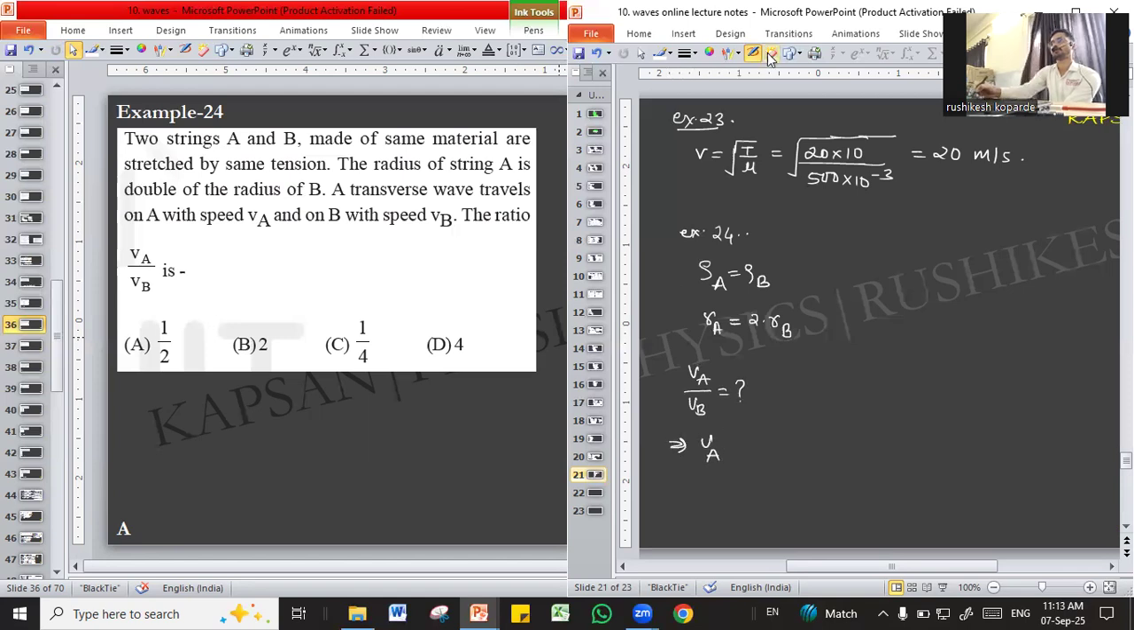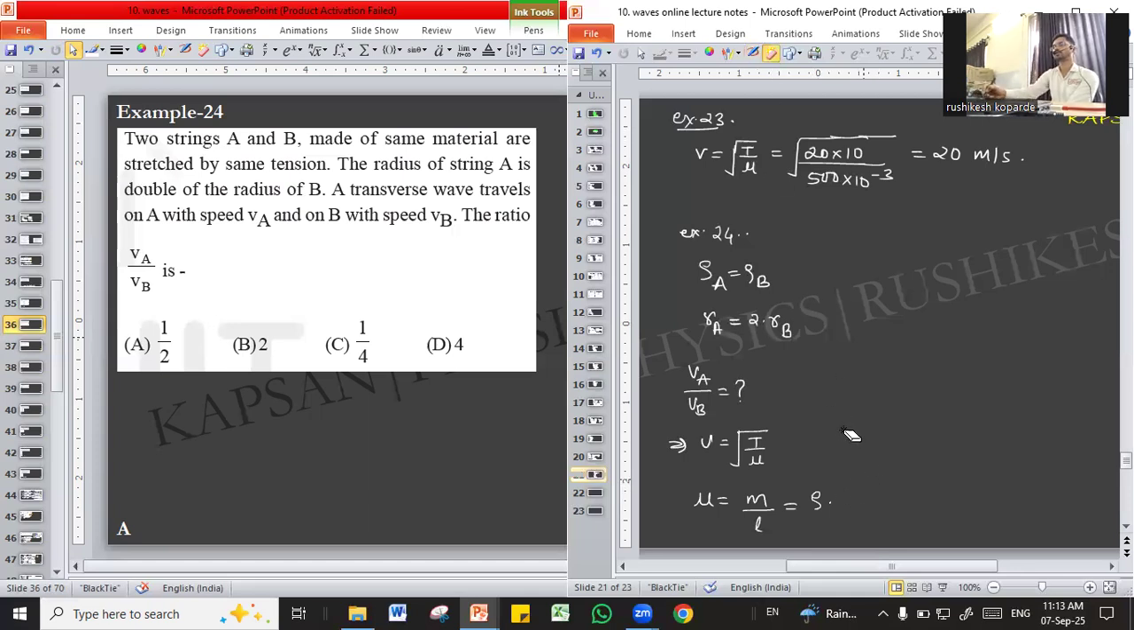So what is speed? V is equal to under root T by mu. Now mass per unit length is basically area into density. Yes or no? What is mass per unit length? Mass of the string upon length of the string. What is mass of the string? Density of the string into volume. Volume is what?